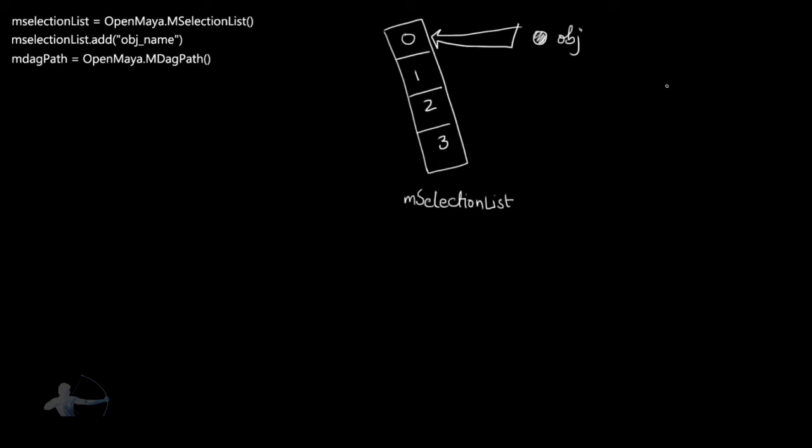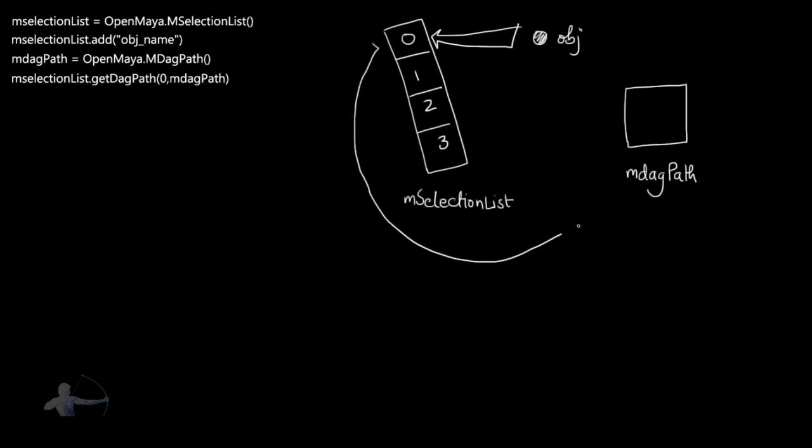In the third line of code, we created an object which is capable of containing the DAG paths of the objects, and we called it mDAGPath. In the next line of code, we requested MSelectionList to give us the DAG path of the object that exists inside the 0th location. So it gave us the DAG path of the object which exists here at the 0th location. So we got the DAG path.